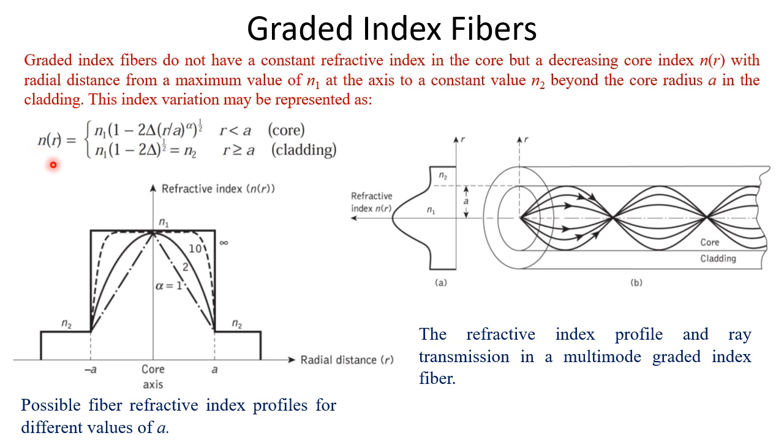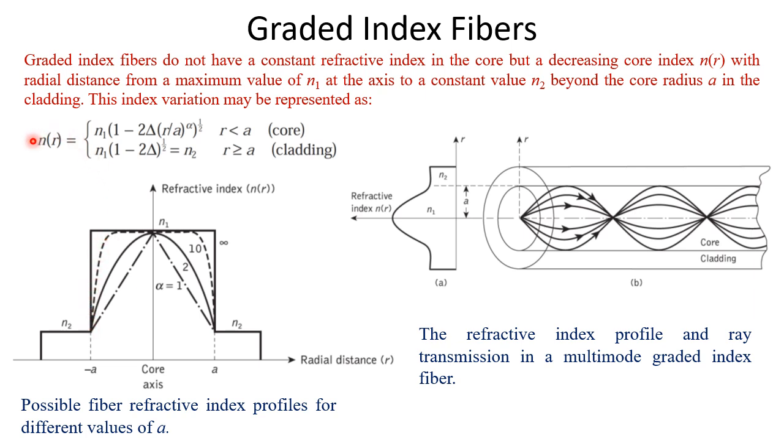Now for graded index fiber, what we do, we will gradually change the index from N2 to N1. That means for step index fiber, it will change in a step. Suddenly it will change, but for graded index fiber, it will change gradually.